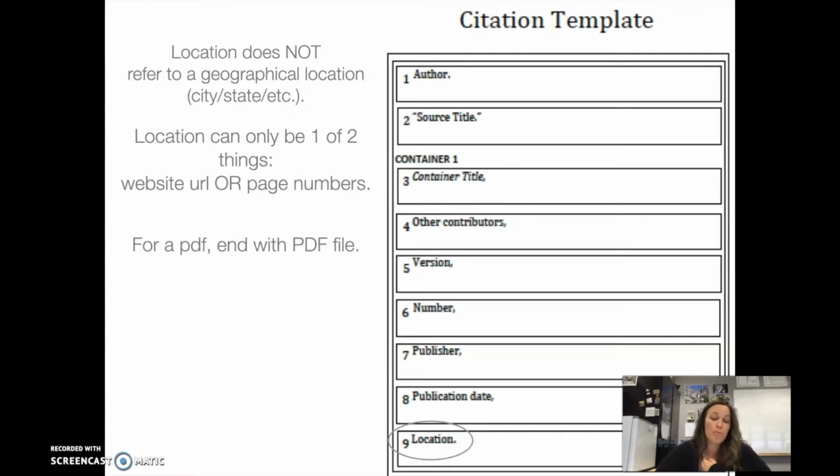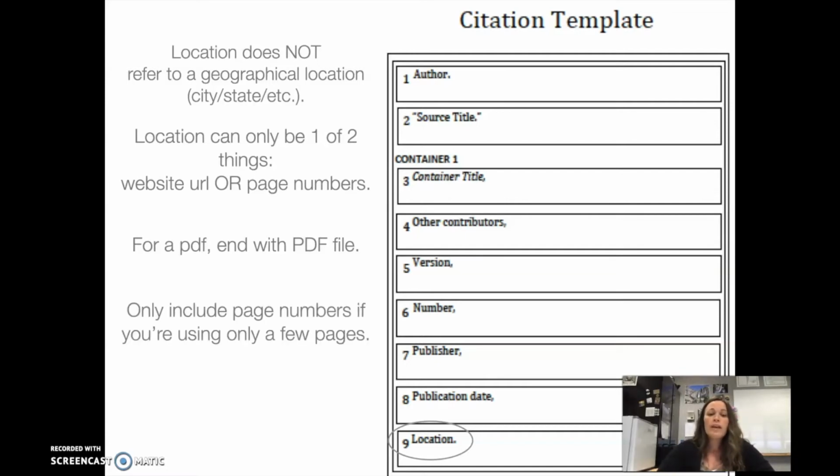The other thing you could put, and this is if you're given a PDF, like if your teacher gives you a PDF and you want to cite it, then for location you'd put PDF file, exactly like I have on my screen. If you're citing a book, only include page numbers if you're only using a few pages. Okay, so if you're only using pages 84 through 86, then include pages 84 through 86. But if you're using the entire book, then leave this part blank, okay?